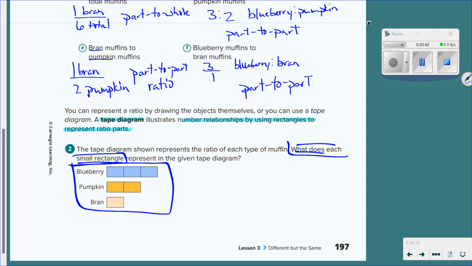So blueberry had 3, so we colored them blue to help you realize what it is. But each one is 1 muffin. That means for blueberry you get 3 boxes. Make sense? For bran there were 2, so we did 2 boxes. For pumpkin there were 2, we did 2 boxes. Bran as well, we did 1 box. So each box represents one part of the ratio, in this case, 1 muffin.